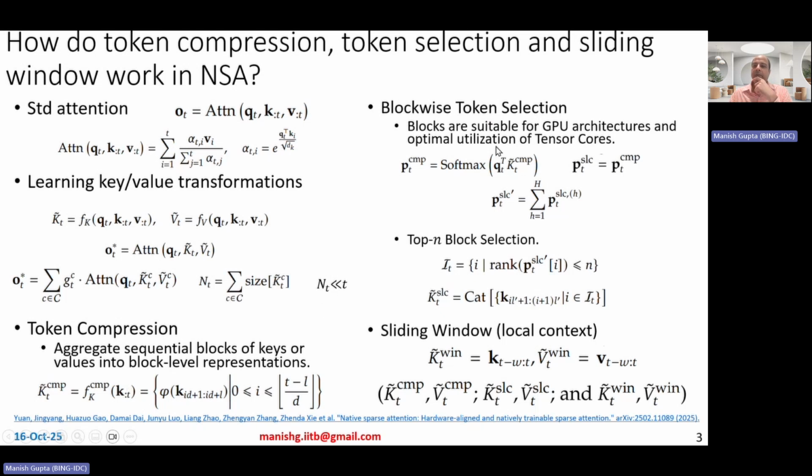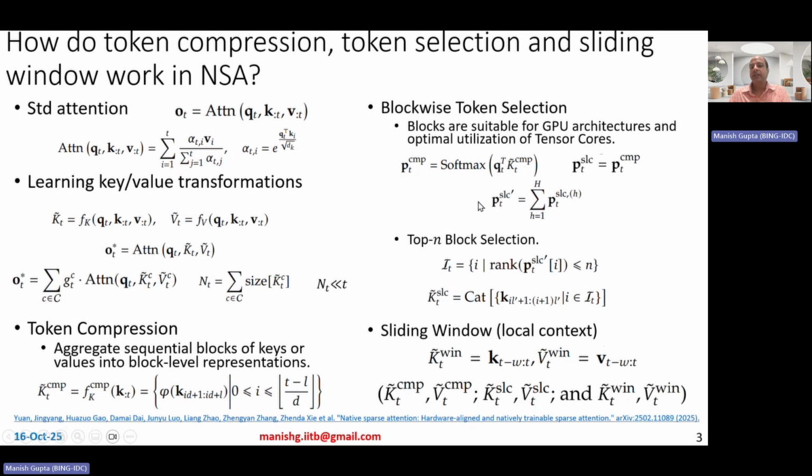Okay. Blockwise token attention basically means that you have already figured out blocks over keys and values here. And these blocks are very suitable for GPU architectures and optimal utilization of tensor cores, as I mentioned, right? So you take the key representations that you've obtained for every block, and you multiply by the query, and then you apply softmax, and that gives you some sort of a saliency score or an importance score of this block for the current query.